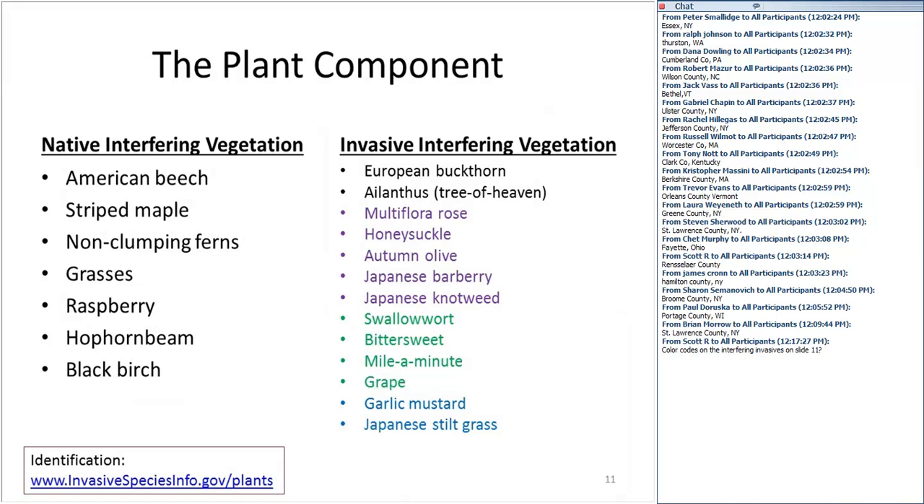The color codes refer to the black as trees. I'll call that purple, though it may not be purple. The purple are shrubs, the green are vines, and the blue are herbaceous plants. So good question. Thank you, Scott, for asking that.